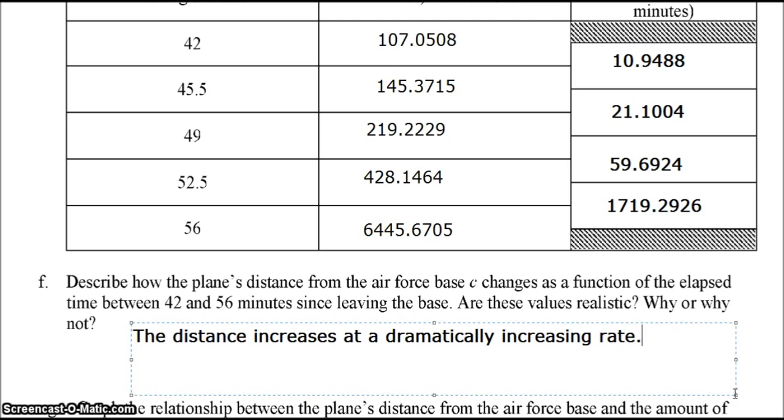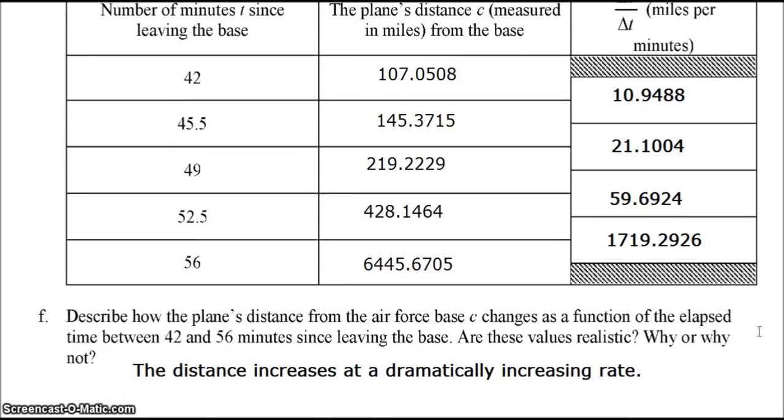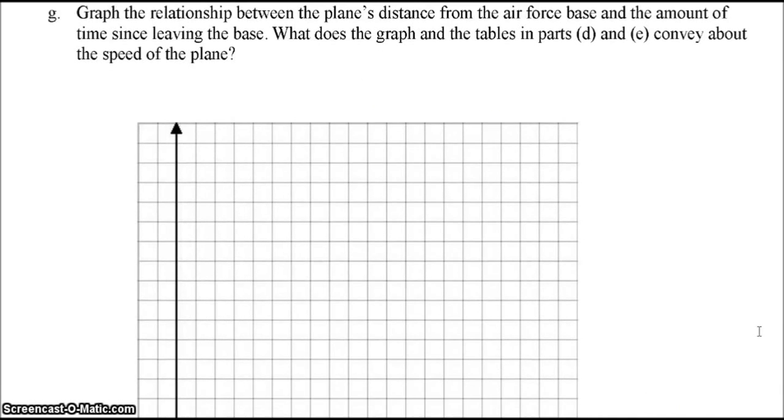Are these values realistic or not? I'm not sure if this one is. This means that the plane is traveling at 1,719 miles per minute. I'm not sure if planes can travel that fast. These seem more realistic, 60 miles per minute, 21 miles per minute, 11 miles per minute, but I'm not sure about that one. So why is it not realistic? Let's see. I'm not sure. Maybe we can look at part G. That'll give us some insight.